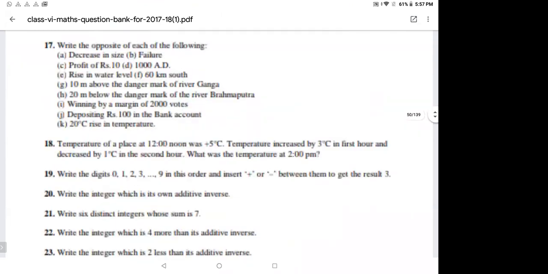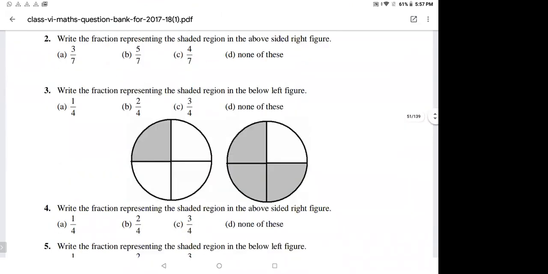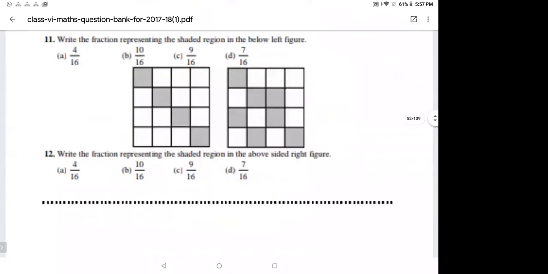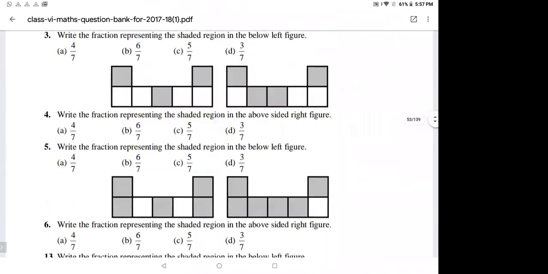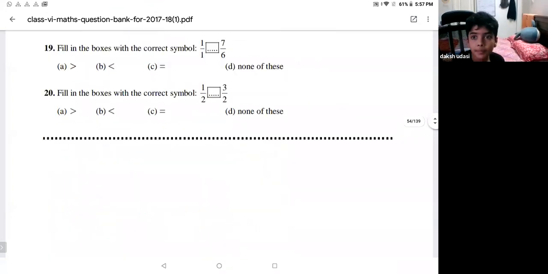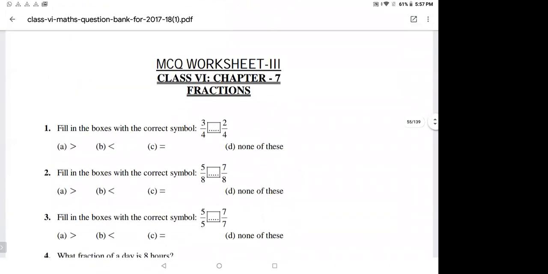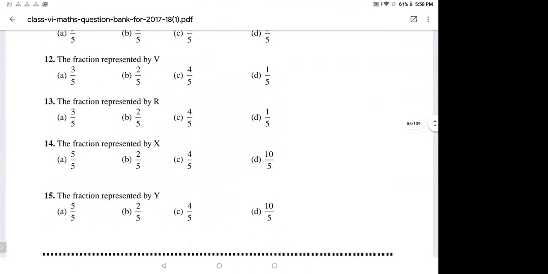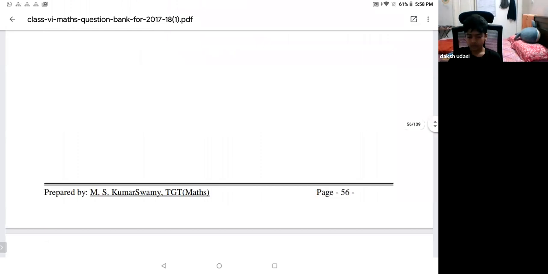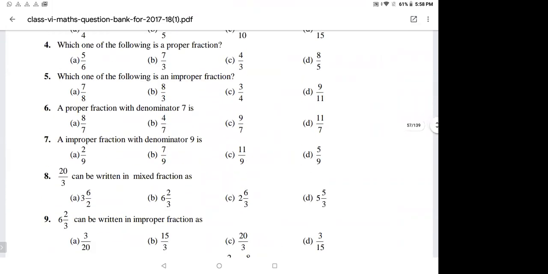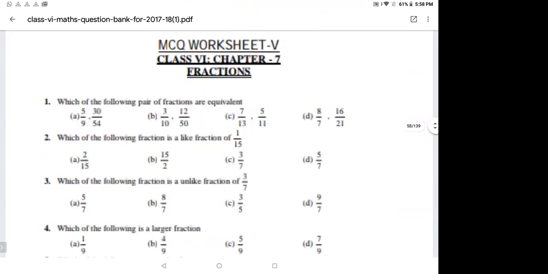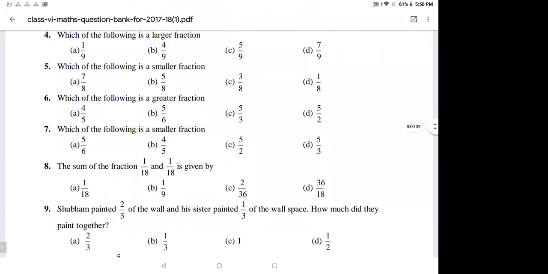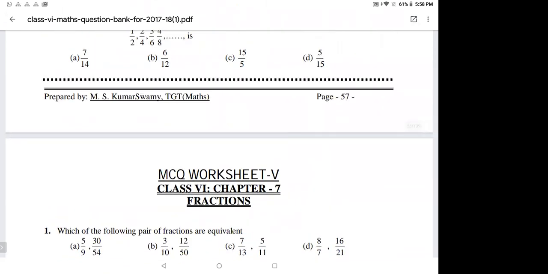Today's homework: by seeing it only, you can do it. Can you do the first exercise and the second exercise, children? Page numbers 55 and 54 in your question bank, from the classroom. Or else you can go with some other part of what we discussed just now: equivalent fractions and comparing fractions. This is worksheet number 5.